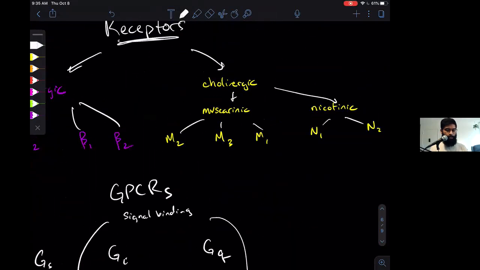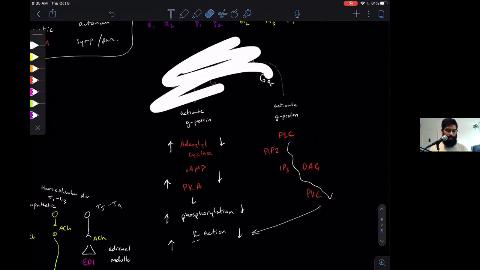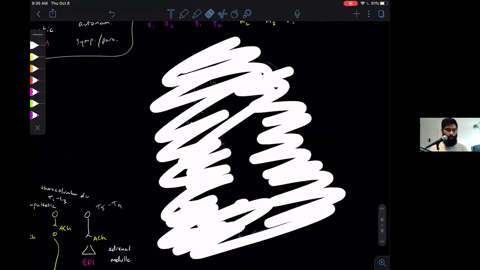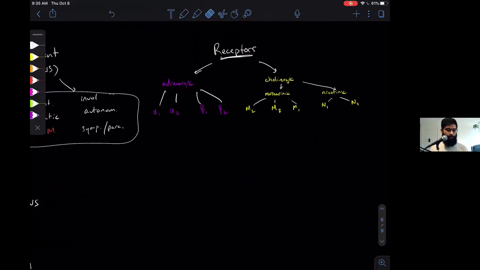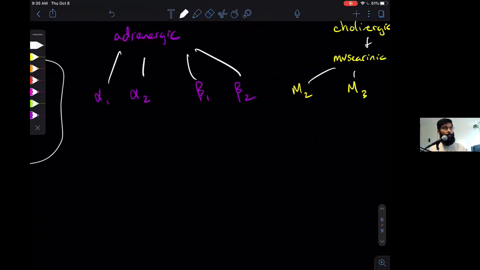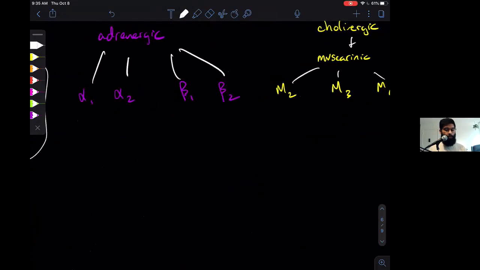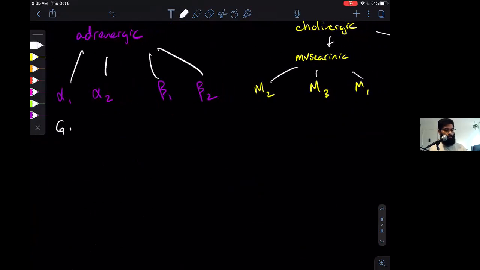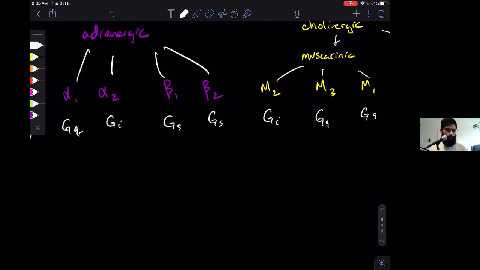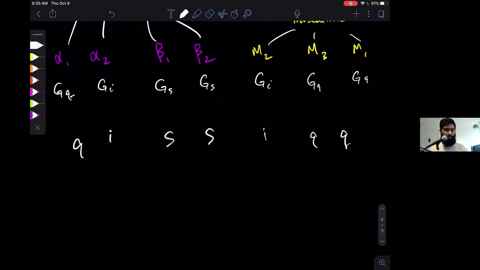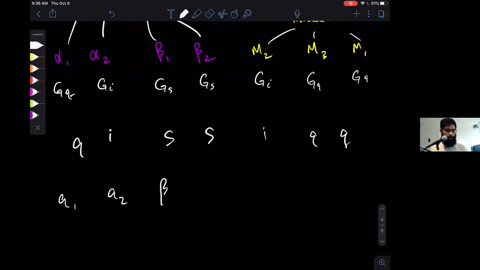Okay, so that's kind of how your GPCRs work, and each of these receptor types is going to be a specific type of GPCR, which is why I brought those up. This also has to do with how I've written them out. So this is going to be a GQ, GI, GS, GS, GI, GQ. This is also GQ. So you can see it's Q, I, S, S, I, Q, Q. Whenever I need to answer a question about this, I write it out like alpha 1, alpha 2, beta 1, beta 2, M2, M3, M1. And then I write out QIS, SIQ. And that helps me remember.